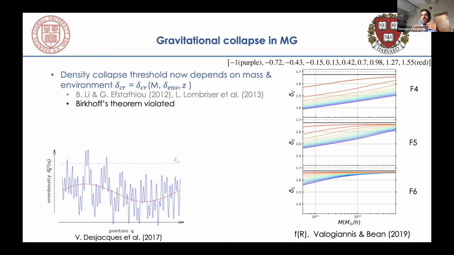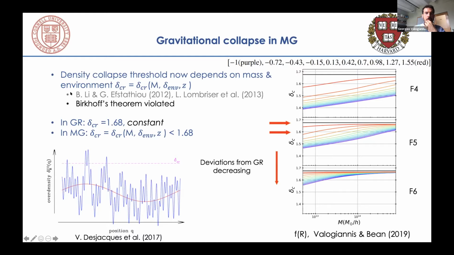And under the assumption of spherical symmetry, of spherical collapse, and especially in the Einstein-de Sitter cosmology, this critical density for spherical collapse is found to be a constant, which is an assumption that works very well. However, this is not the case anymore when we go beyond Einstein, because Birkhoff's theorem of general relativity is violated, and the interior of the collapsing sphere now depends on the external spacetime.